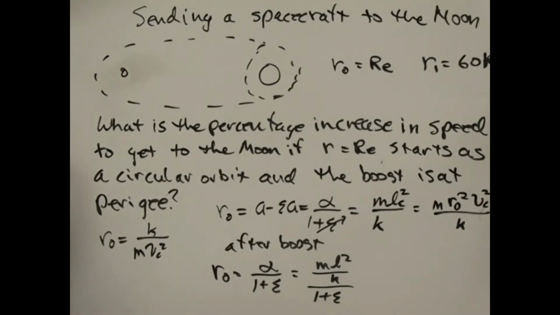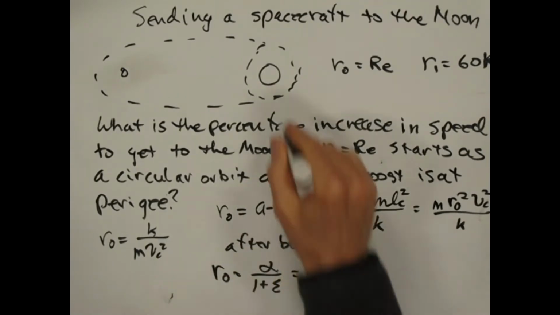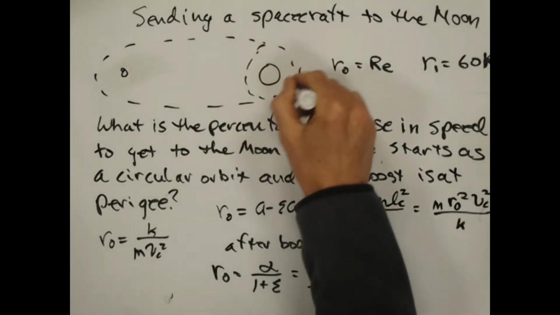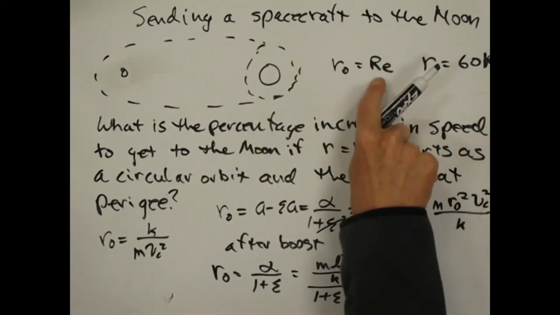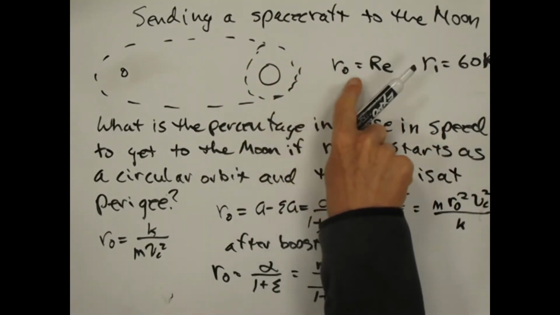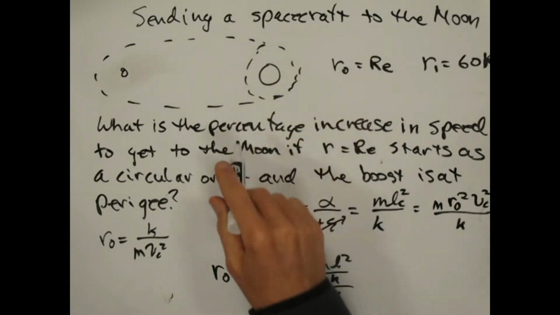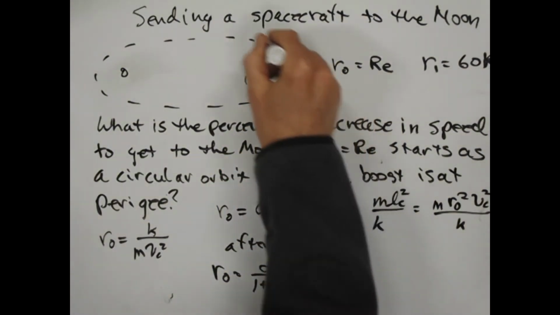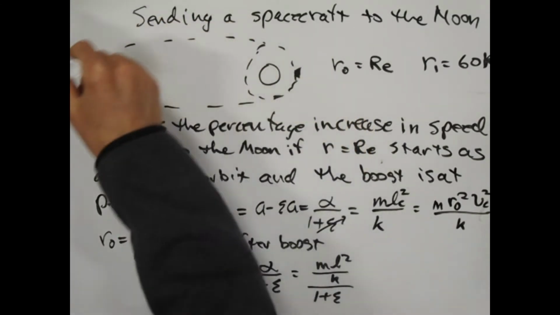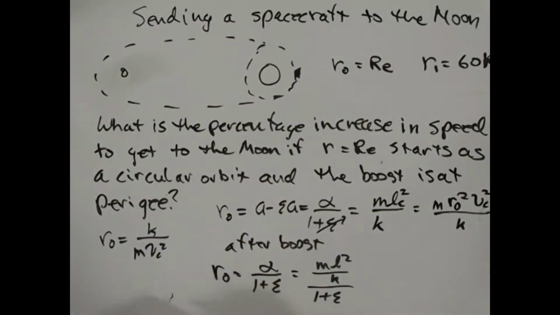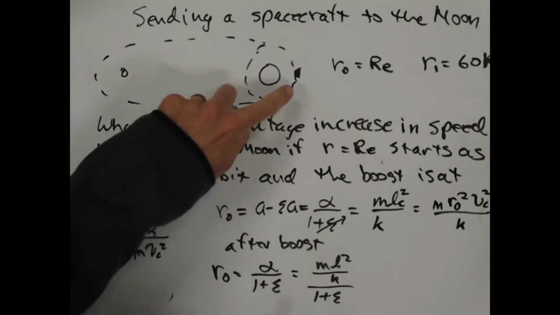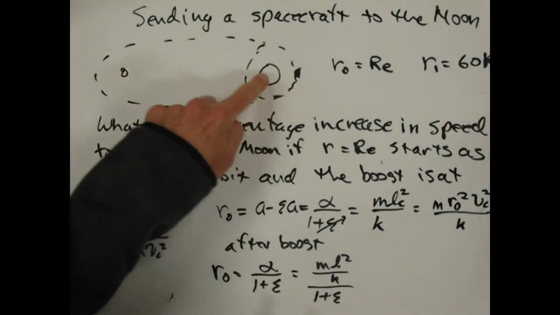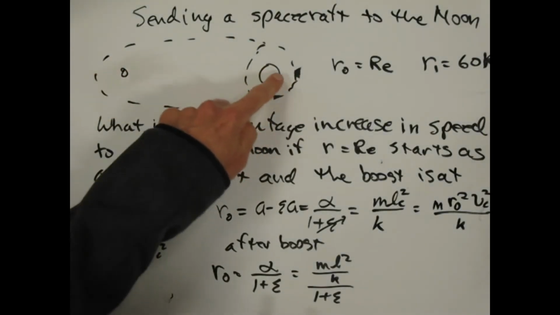So this is a problem of sending a spacecraft to the moon. The way they do it is they have it in a circular orbit, very close to the Earth. So we just say its orbit is at the radius of the Earth in a circular orbit, little r0. And then right here at perigee, they fire the rockets and send it out into a big orbit to the moon.